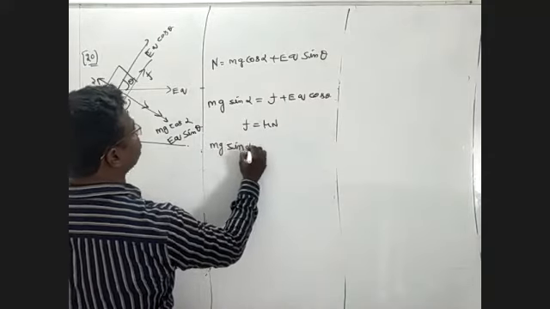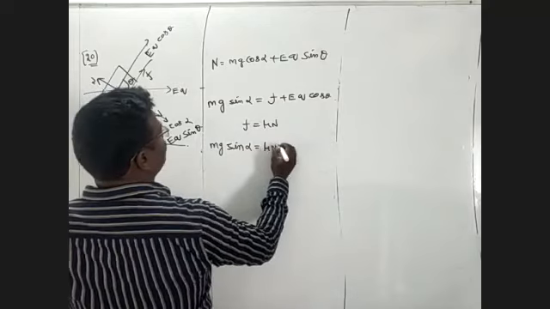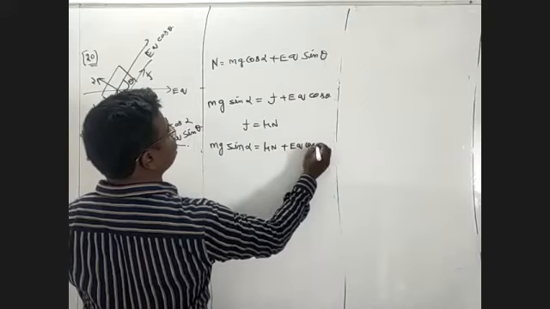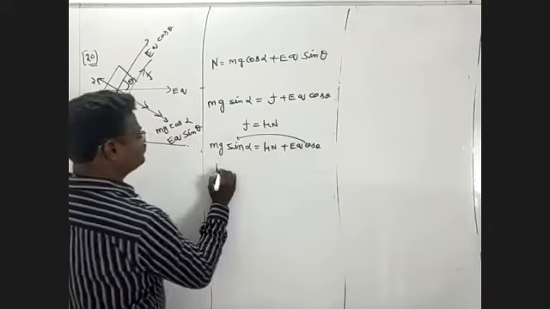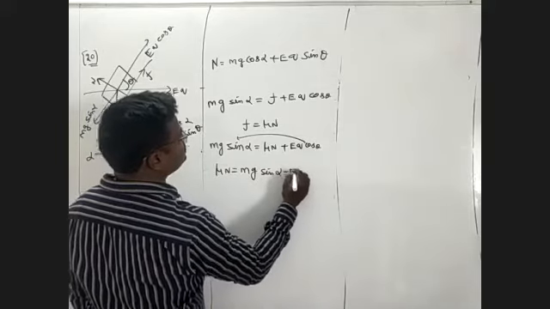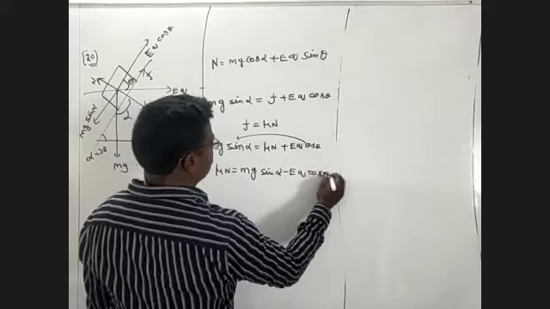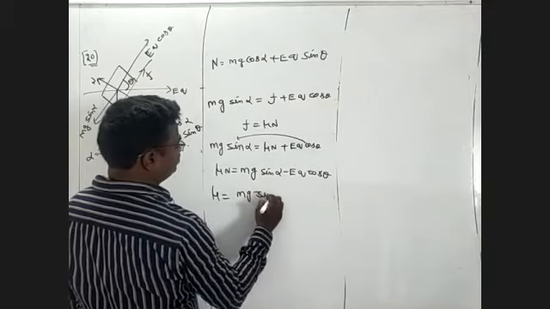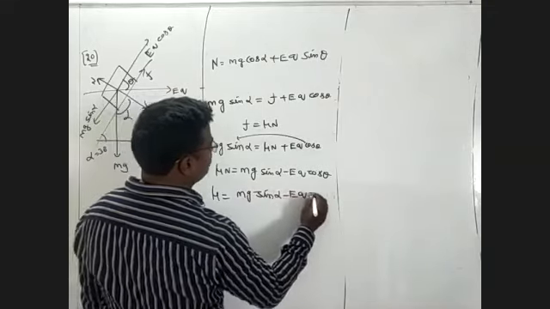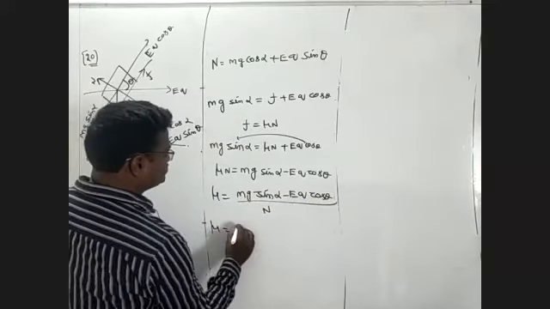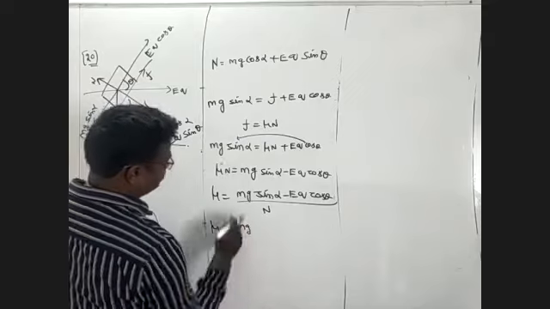mg sin alpha is equal to mu N plus EQ cos theta. Taking this value to the other side, mu N is equal to mg sin alpha minus EQ cos theta. Mu is equal to mg sin alpha minus EQ cos theta, by N. So N means mg cos theta. Now N, that is N.